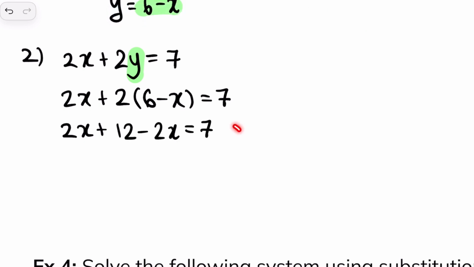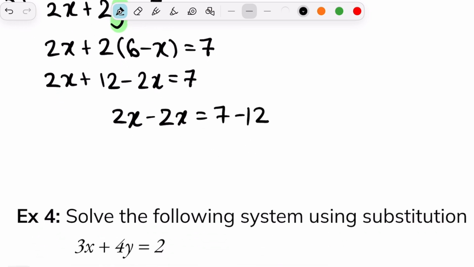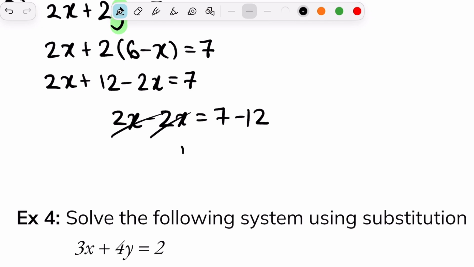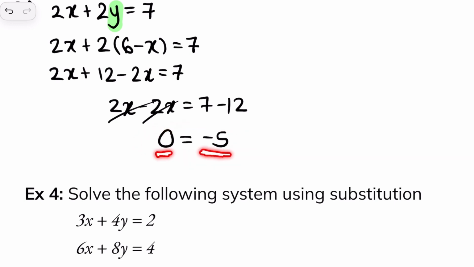As you can see, we do not have a y anymore. We only have x's, which is good. So now, we get 2x minus 2x is equal to 7 minus 12. And now, 2x minus 2x, this cancels, and this is 0, and this is negative 5. So 0 equals negative 5? Does this make any sense? No, it doesn't. How can 0 equal negative 5?